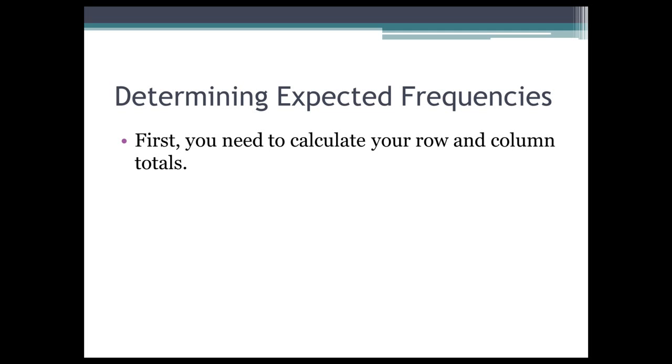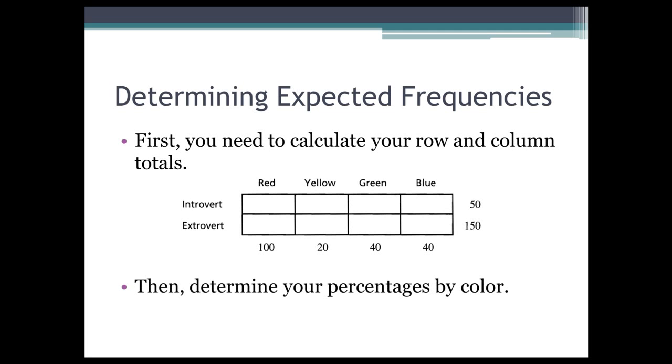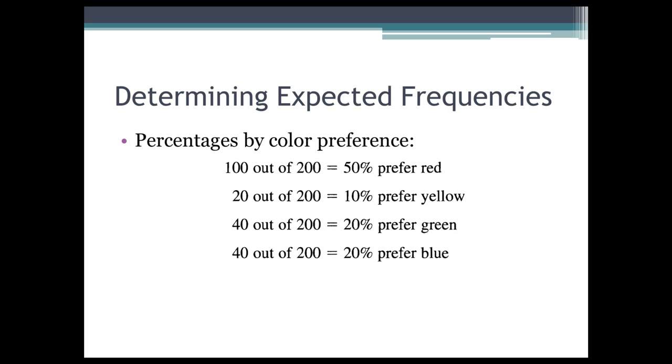First, you need to calculate your row and column totals. Then you determine your percentages by color. So percentages by color, you would say, well, that 100 out of 200 total, regardless of whether they were introverted or extroverted, selected red or preferred red, so that's 50%. And then 20 out of 200 selected yellow, so that's 10%. And then 40 out of 200 preferred or endorsed green, which is 20%, and the same for blue, which is 20%.